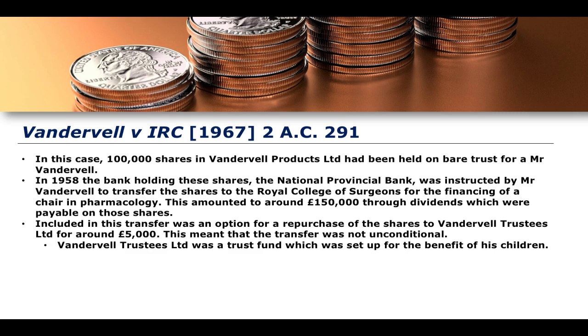Vandervell Trustees Limited was a trust fund which was set up by, or for, Mr. Vandervell, specifically for the benefit of his children. So we have quite a complicated situation here. We have 100,000 shares being held on bare trust for Mr. Vandervell. The bank holding these shares were then instructed to transfer those shares to the Royal College of Surgeons for the financing of a chair in pharmacology. This represented around £150,000 in dividends. But included in this transfer was an option for repurchase, whereby Vandervell Trustees Limited had the ability to buy that property back for around £5,000. And this Trustees Limited was essentially a trust fund that was set up for the benefit of his children.